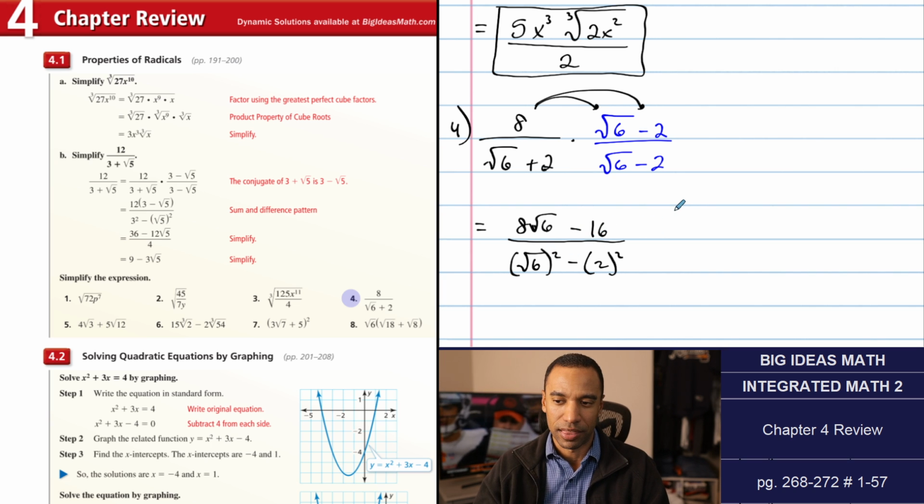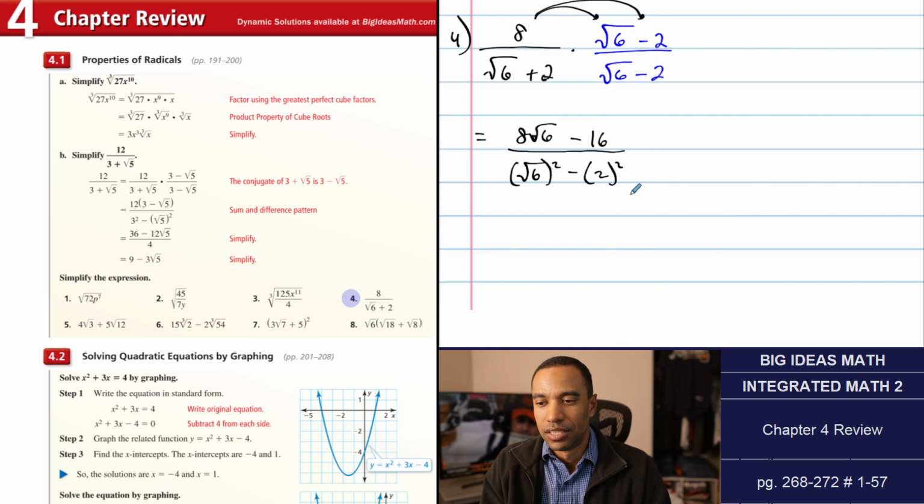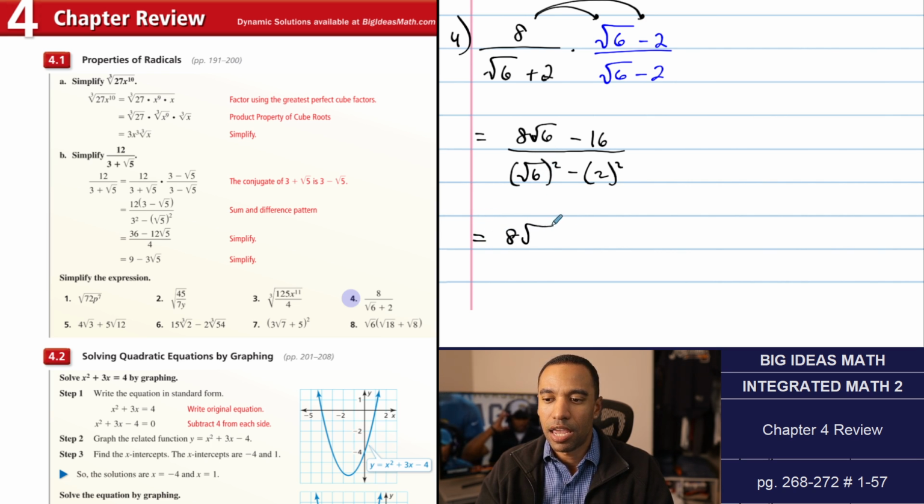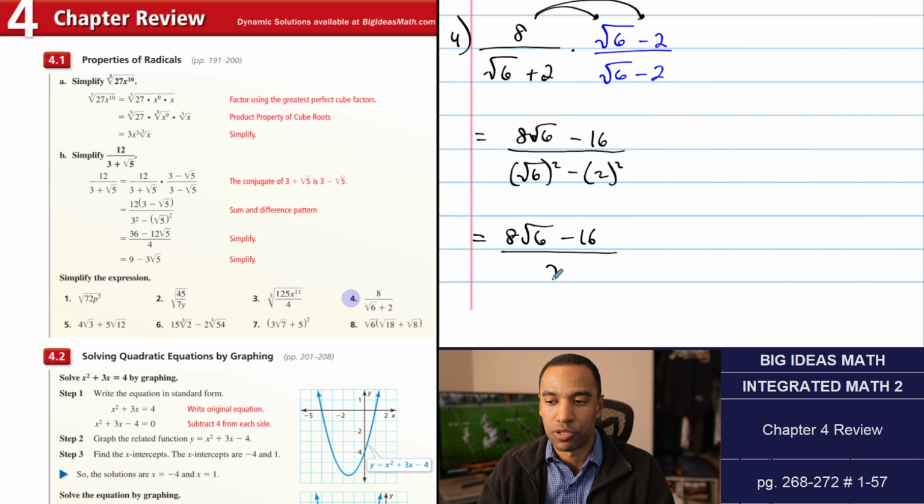Honestly, I'm probably going to rewrite this so that the... I don't want to speak too soon. I was going to say I want the irrational value second, but I'll deal with it as it is. 8 root 6 minus 16 on top. I'm not going to do anything with that until I clean up the bottom. I got root 6 squared, which is 6, and then minus 2 squared, which is 4. 6 minus 4 is 2.